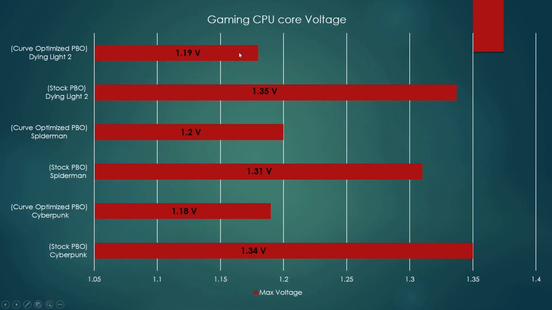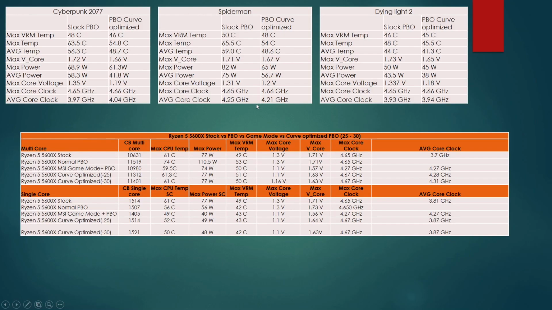And the voltages which I saw while I was gaming. For Cyberpunk, when it was at stock, I was able to see 1.34 volts, but after curve optimizing, I was able to see 1.18 only. So that is a very good drop. Similarly, for other games, Spider-Man and Dying Light, you were also able to see a significant drop. And if you want to pause the screen and see the chart which I have prepared to compare all the values which I received, you can pause it here and look into it. That's why I have provided this.